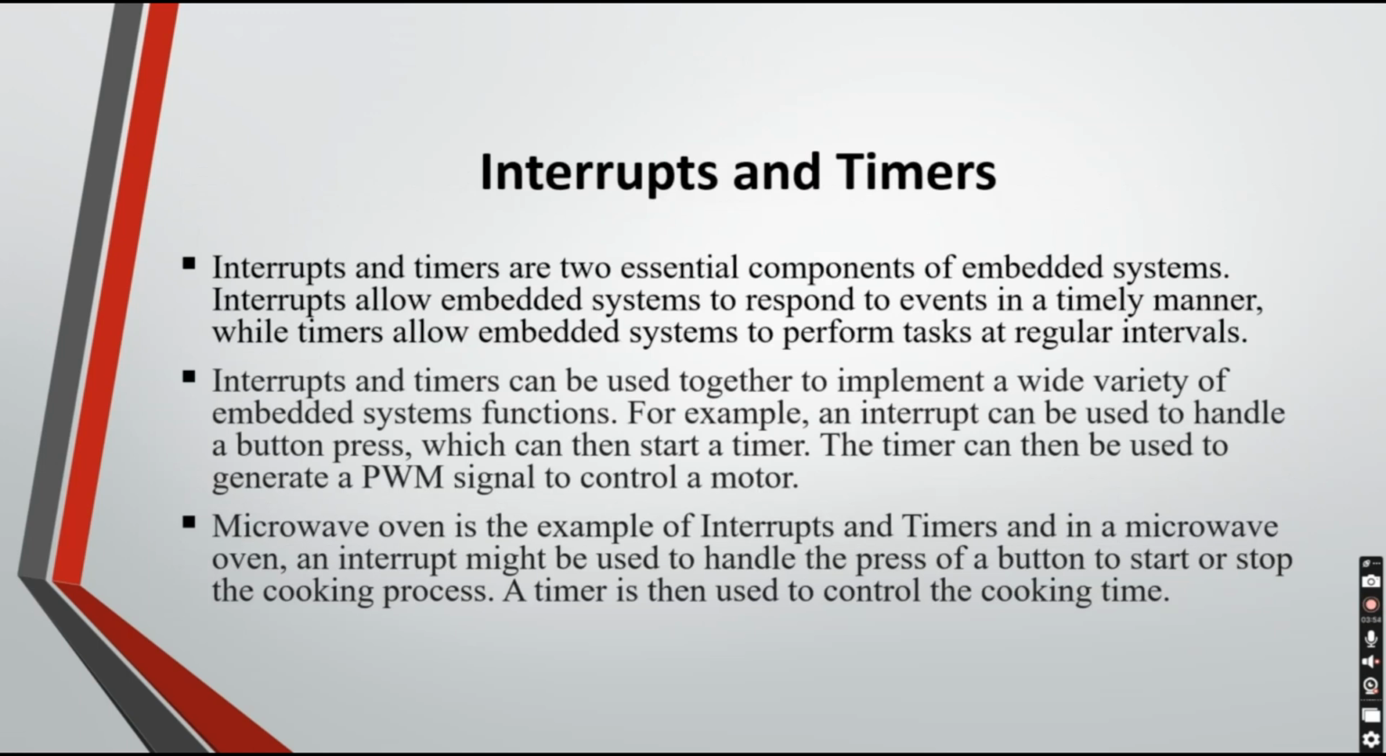Last is interrupts and timers. Interrupts and timers are two essential components of embedded systems. Interrupts allow embedded systems to respond to events in a timely manner, while timers allow embedded systems to perform tasks at regular intervals. Interrupts and timers can be used together to implement a wide variety of embedded system functions. For example, an interrupt can be used to handle a button press, which can then start a timer. The timer can be used to generate a PWM signal to control a motor.